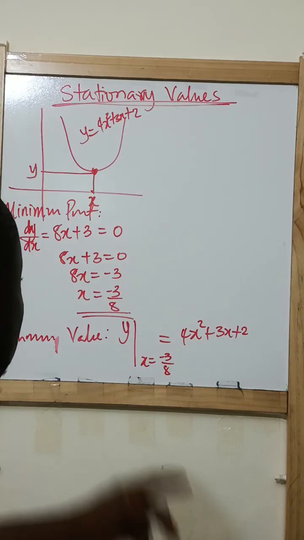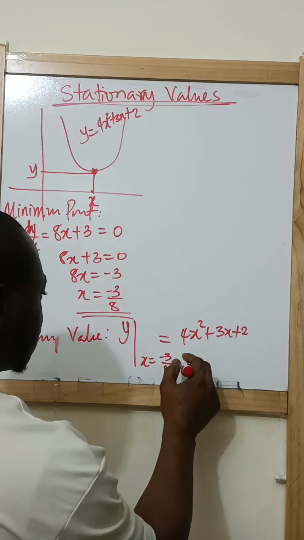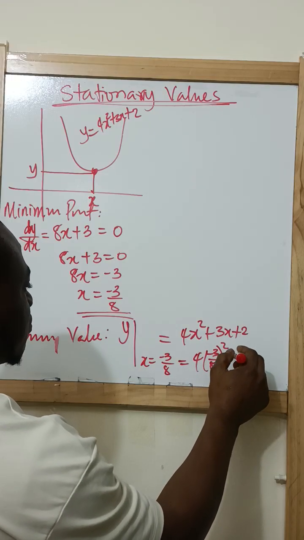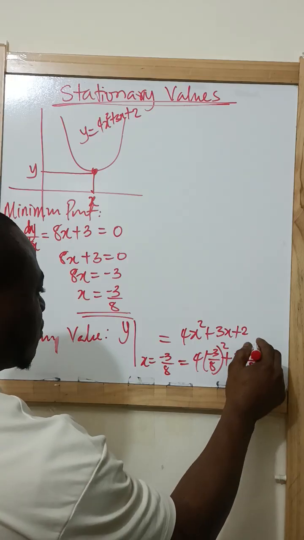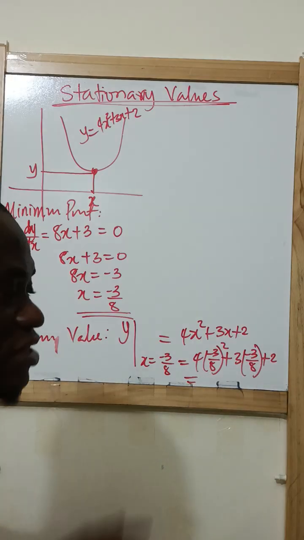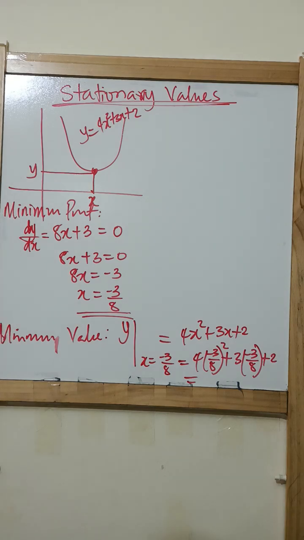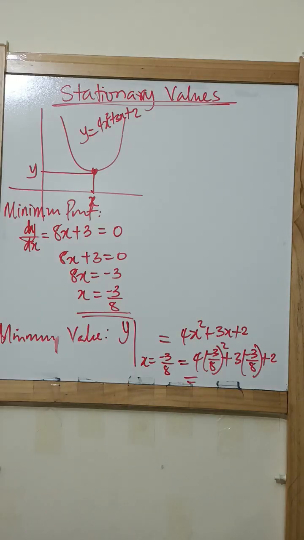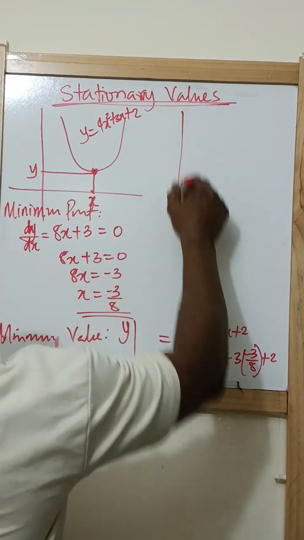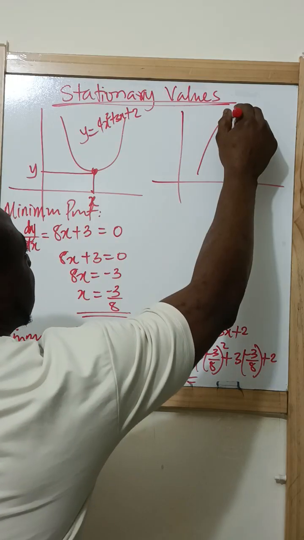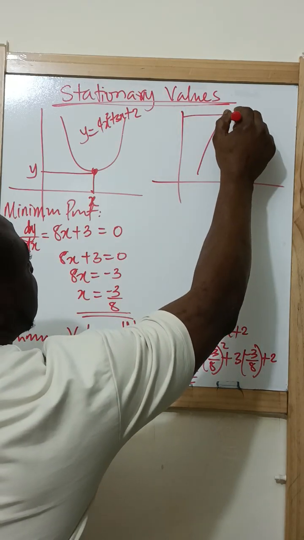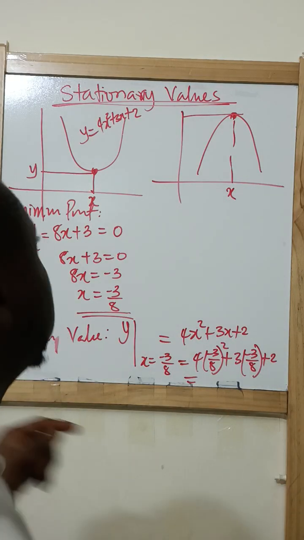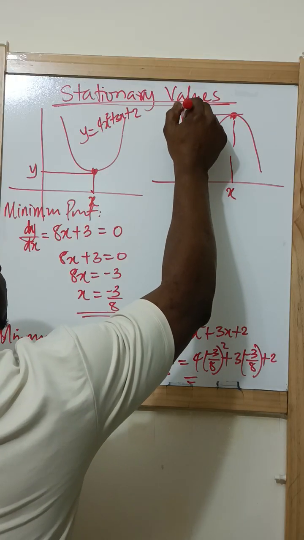Okay? So when you substitute this, it is now going to be what? 4 into minus 3 all over 8 squared plus 3 into minus 3 all over 8 plus 2. So the value that we obtain here is called the minimum value, right? So this is the minimum value. Same is it with maximum, right? If we have this expression and this is going to be our maximum point, while this is going to be our maximum value.